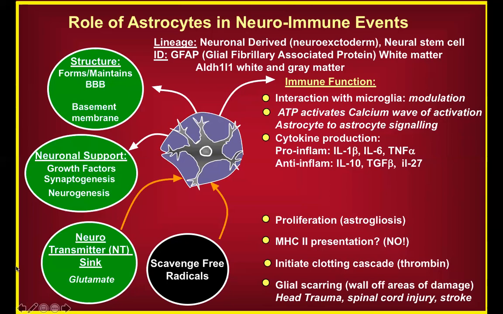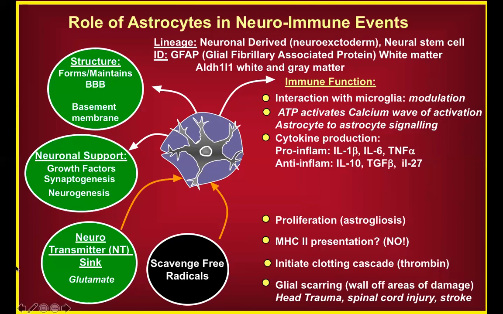Okay, so in terms of neuroimmune events, we know that they have this really tight interaction with microglia. Fancy word for that is called modulation. We know that ATP activates the calcium wave, and we see that this calcium wave really sort of spreads across astrocyte activation. There is some evidence they produce inflammatory cytokines, and I have this in here. You can see evidence of them making some cytokines. The other thing we see is proliferation, which is also called astrogliosis. This is when we see that sort of expansion of this fibrous looking astrocyte.